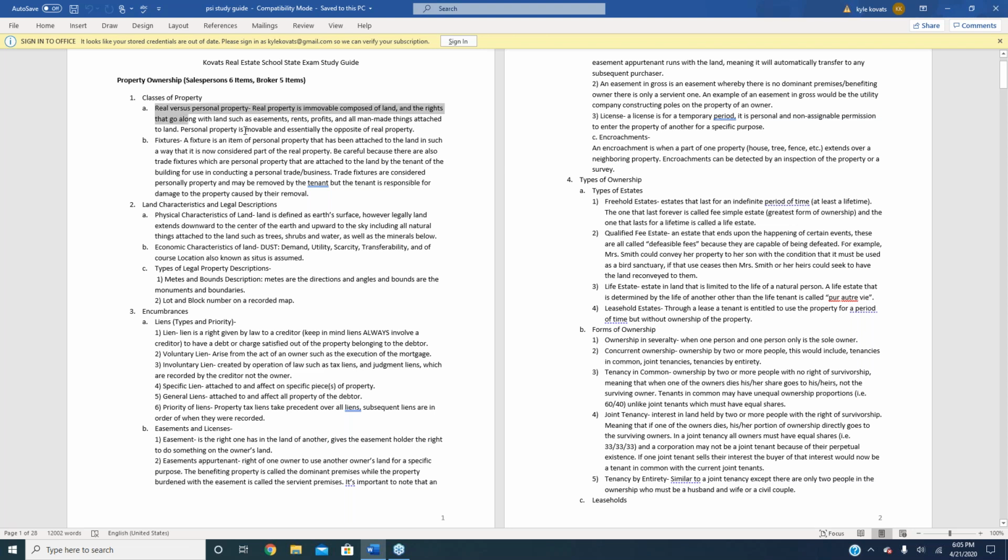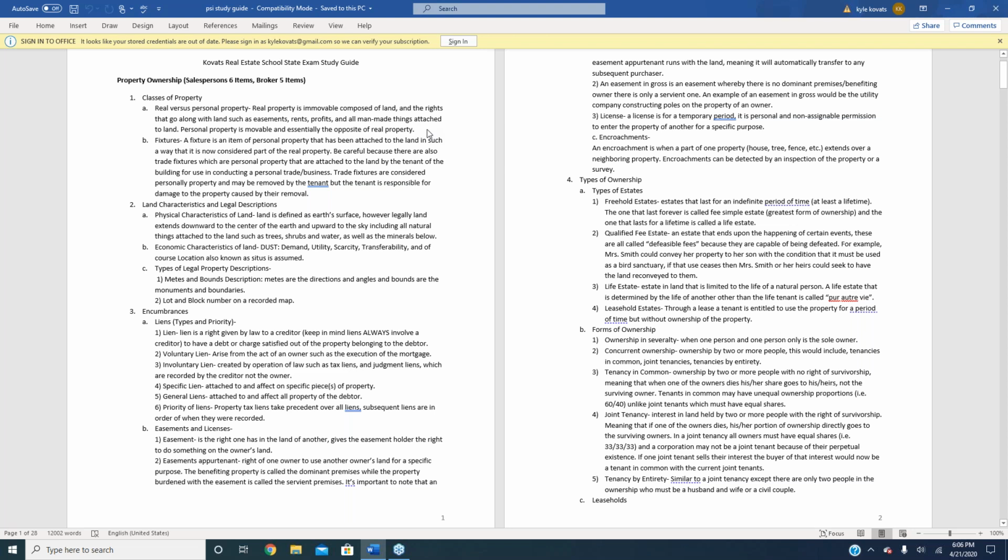All right, so classes of property. Real versus personal property. When determining what's real and what's personal property, the easiest way is to ask yourself who works for who. Whoever works for somebody, excuse me, I'm talking about principal and agent because I went over that today. For real versus personal property, we just ask ourselves, can we move it or not? If we can easily move it, it's personal property. If we can't easily move it, it's part of the real property.